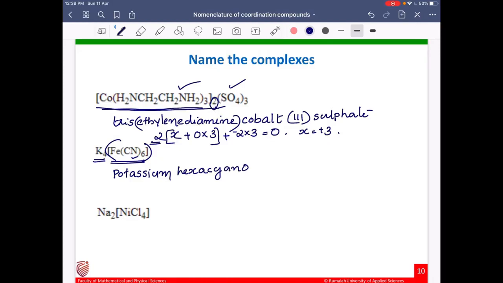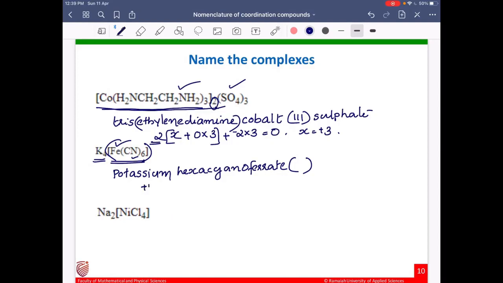Now we have to name the metal atom or ion. Now the metal atom ion is part of the anion. So instead of writing iron, we have to use ferrate. It will end with 'ate', ferrate. Not over, we have to put the oxidation state. How to calculate the oxidation state? Now I will teach you.